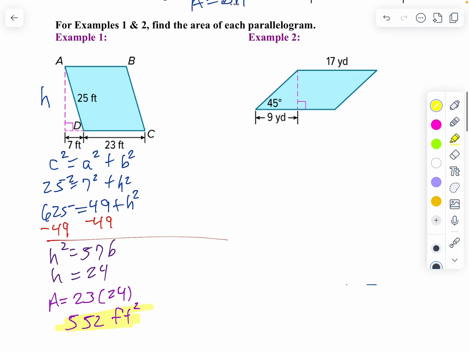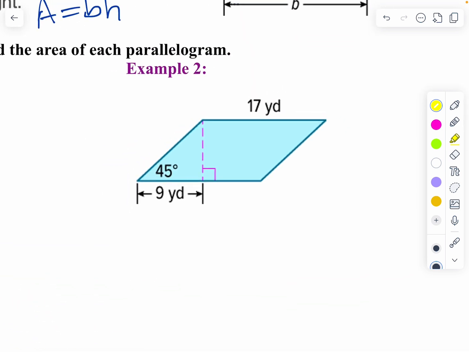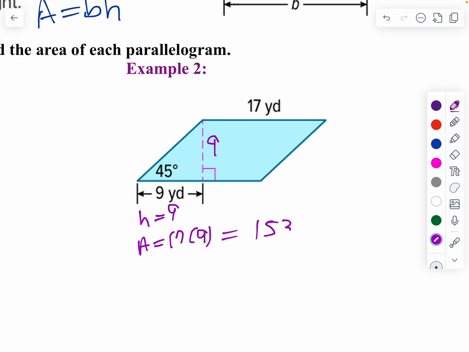I'm going to do example 2 in the same way, except in example 2, notice I've got a 45, 45, 90 triangle, isosceles, so I know my height is going to be 9, isn't it? So the area is 17 times 9. And if I just take 17 times 9, I'll get my area, which is 153. And square yards. You have to include the units when you do this.